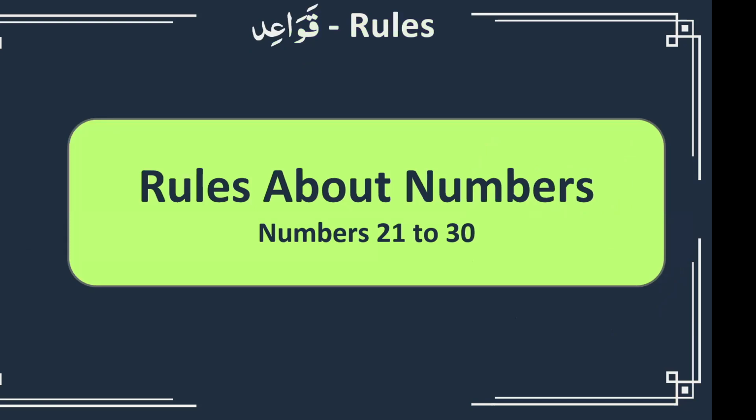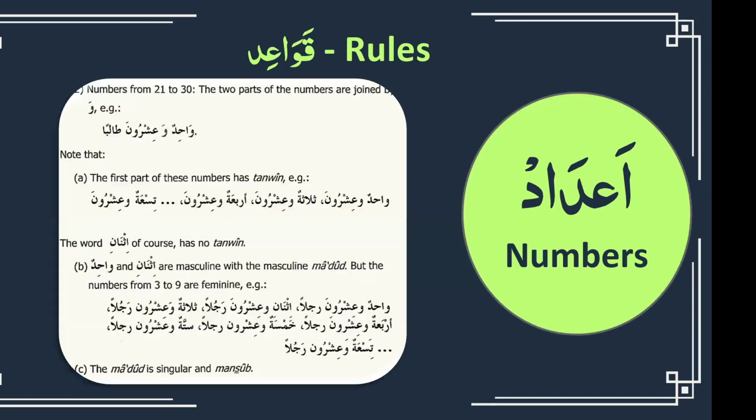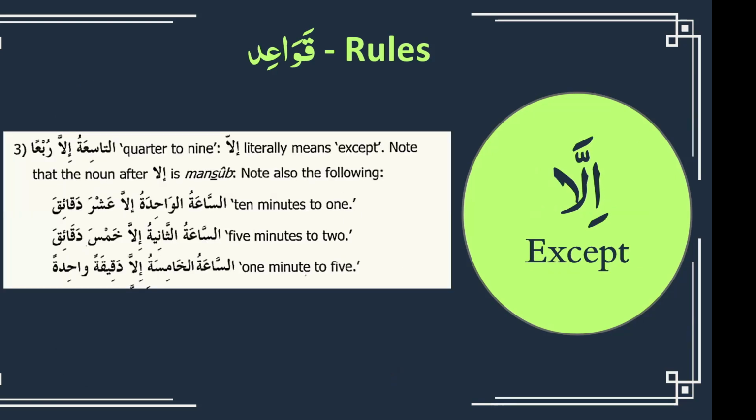Now we'll start with the numbers 21 to 30. The two parts of the numbers are joined by a wa. Wahidun wa ishrun taliban. Wahidun wa ishrun talibun. Salasatun wa ishrun talibun. Arba'atun wa ishrun. Tisatu wa ishrun. Right? Arba'atu ishrun. Khamsatu ishrun. So all of these are the numbers that you actually use for 21 to 30.